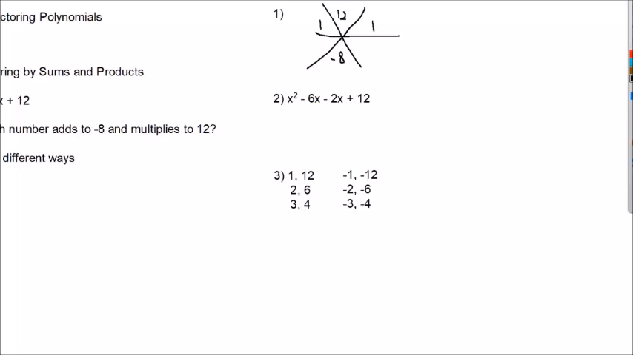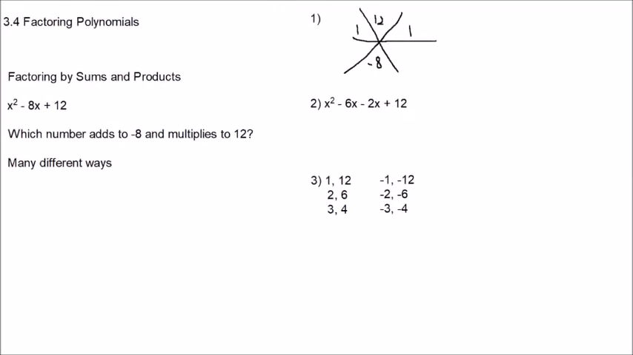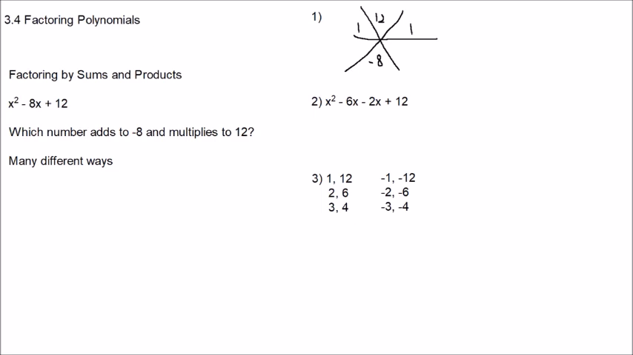Okay, we have 3.4, factoring polynomials. You should already know how to factor your quadratic polynomials from Integrated Math 1 and Integrated Math 2, but in Integrated Math 3, we're going to factor some polynomials. There we go. So how do you factor x squared minus 8x plus 12?